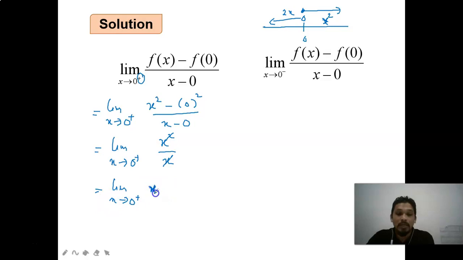Okay, only one x left. So when x approaching 0, when x equal to 0, then it is equal to 0. Okay.